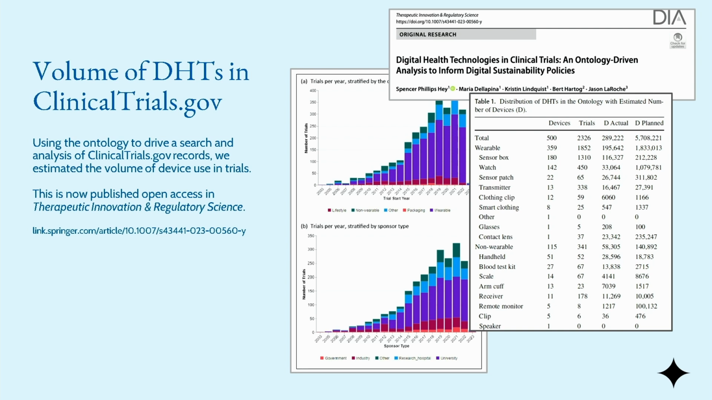So we estimated that amounted to around 289,000 actual devices that have been provisioned so far. But if you look at planned enrollment, you can see the numbers are much, much bigger. It looks like millions more devices are potentially going to be provisioned for research. And again, we're really looking at 500 devices only. That's really a small sample.